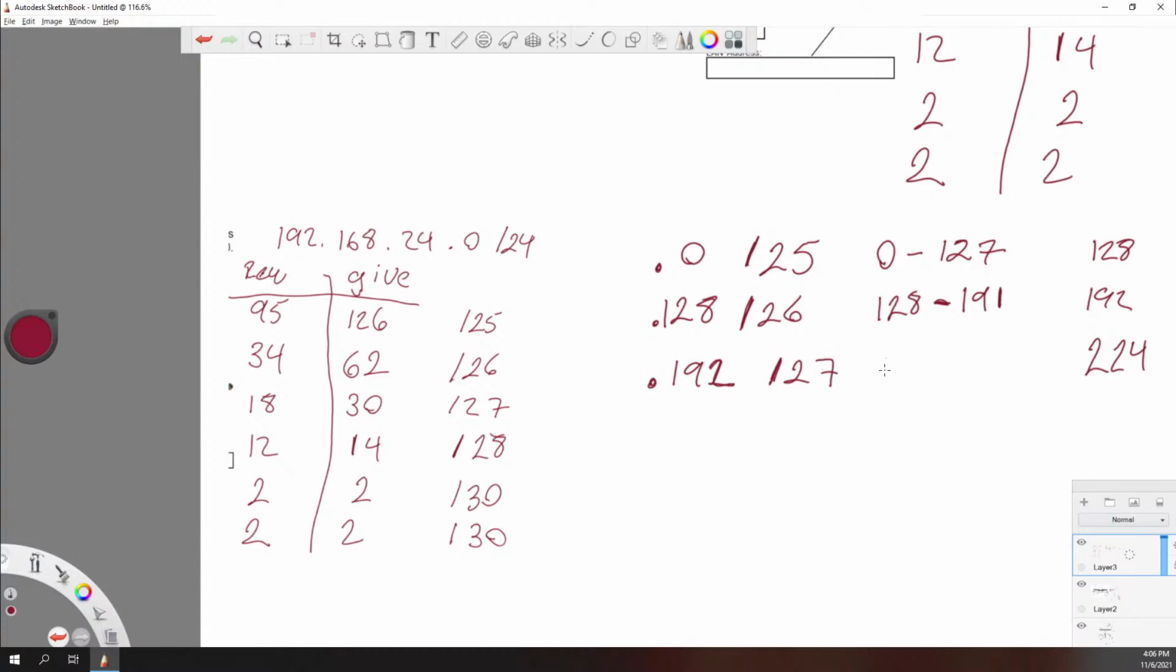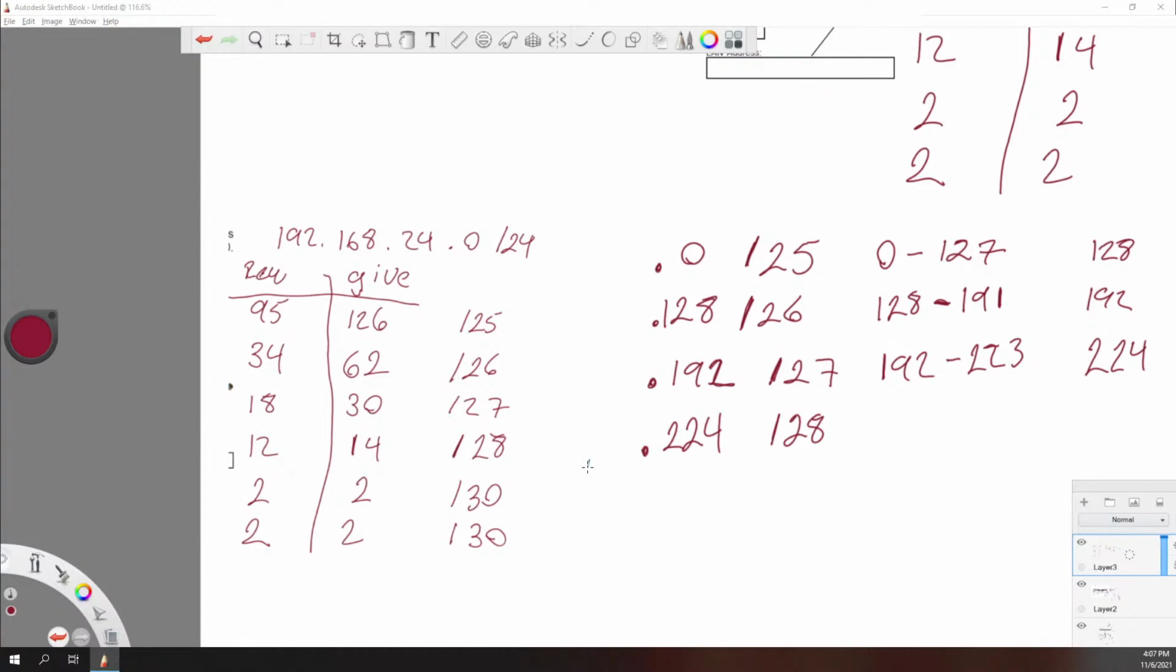So what we end up doing is this one now is going to be 192 to 223. And then the next one after that is going to be starting out at 224, and it's a /28. Well, what does a /28 increment by? A /28 increments by the last bit of the network portion. So the last bit now, instead of being 32, is now 16.